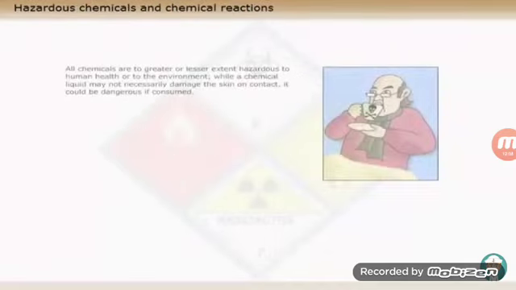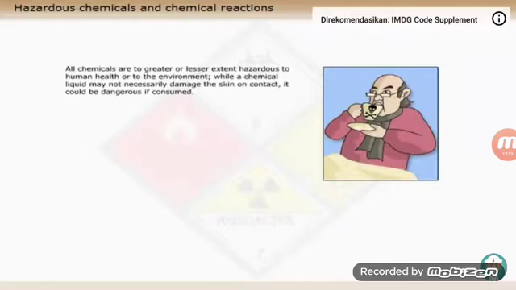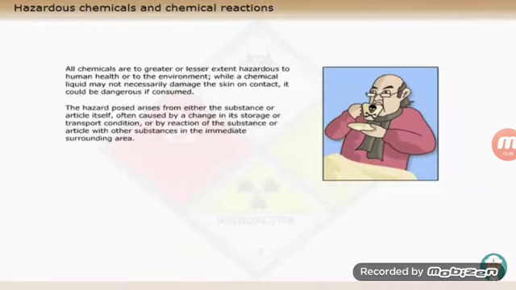All chemicals are to a greater or lesser extent hazardous to human health or to the environment. While a chemical liquid may not necessarily damage the skin on contact, it could be dangerous if consumed. The hazard posed arises from either the substance or article itself, often caused by a change in its storage or transport condition, or by reaction of the substance or article with other substances in the immediate surrounding area.